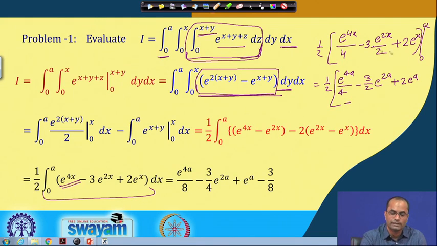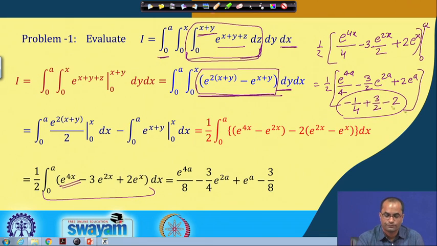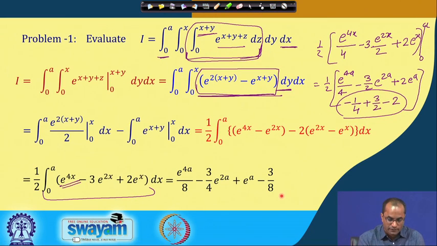Then with the minus sign, the 0 will put this 1 over 4, and here again the 0 will give 1. So, 3/2, and here this will be minus 2. And this is precisely what we have here: e^(4a)/8 and minus 3/4. So, 2 to 4 here we have e^(2a), and this 2 with this half.